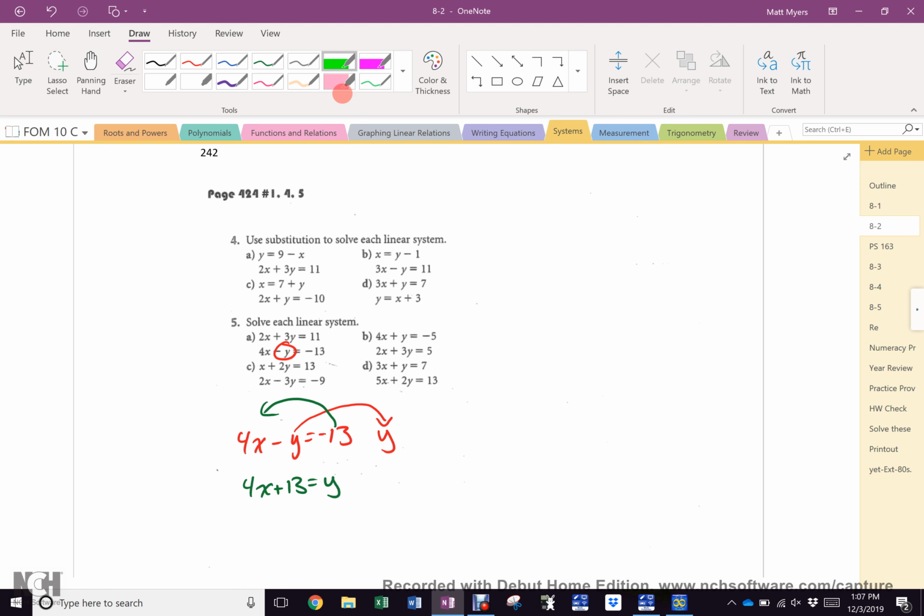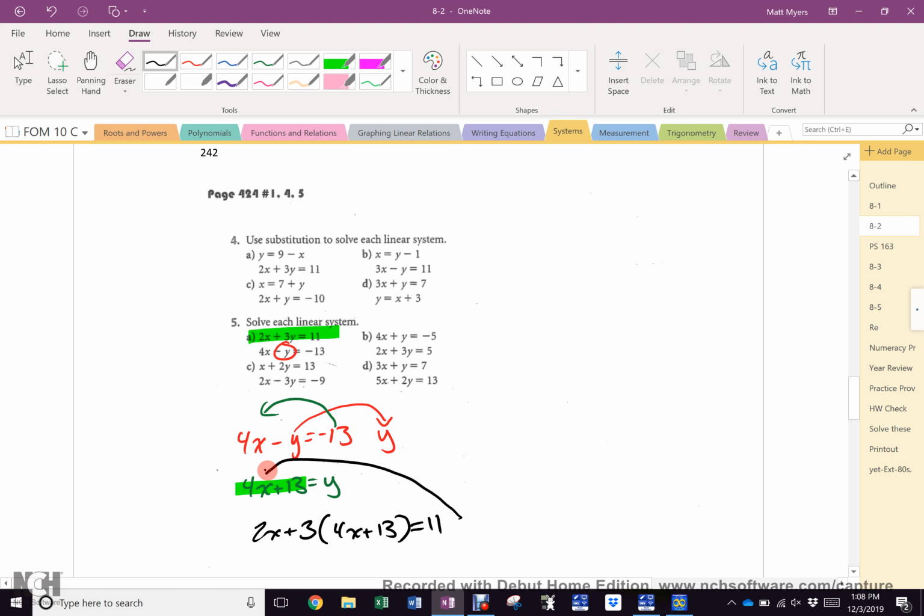Now, can I take that and put it in there? Yes. Understand? Everybody cool? You're just isolating y exactly the same way we would do it if we were going to slope-intercept form. Now, of course, that's what y is. So you would go 2x plus 3 times 4x plus 13 equals 11 and solve for x. And then once you have that x, you would put it back in there and you would get y. Right?